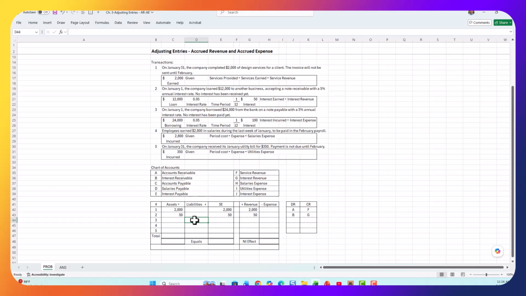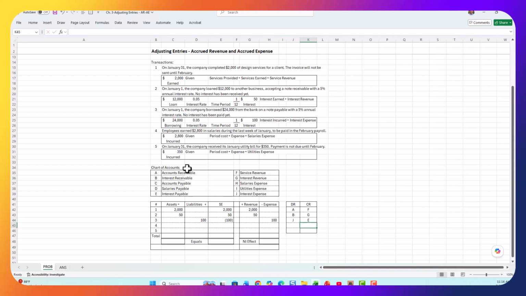We will increase our liabilities for the interest payable and decrease our stockholders' equity because of interest expense. Any increase in an expense will always decrease stockholders' equity. When it comes to debits and credits, we'll debit J, interest expense, and credit E, interest payable.